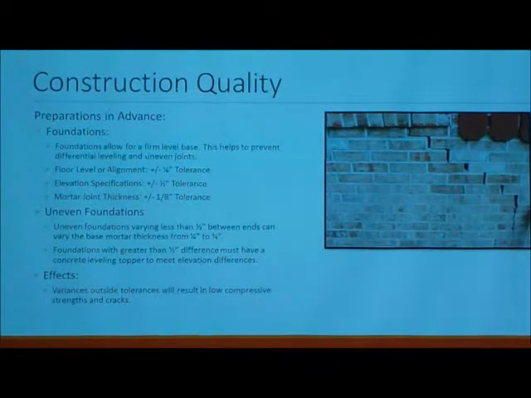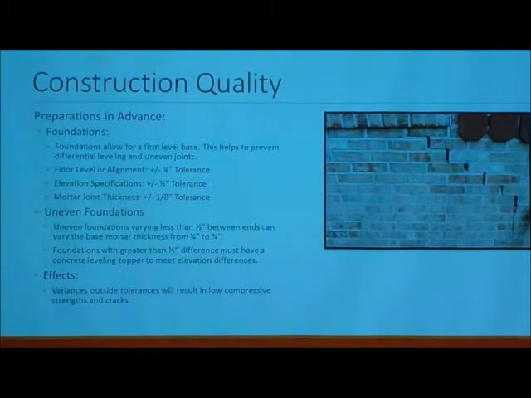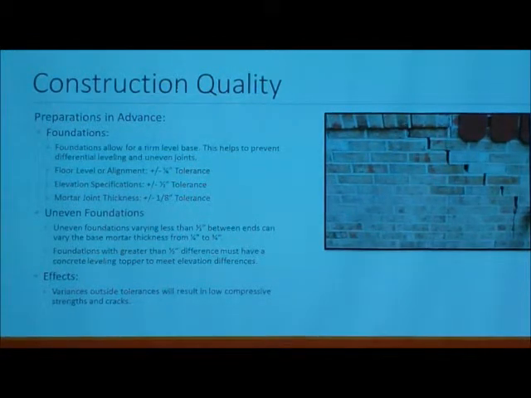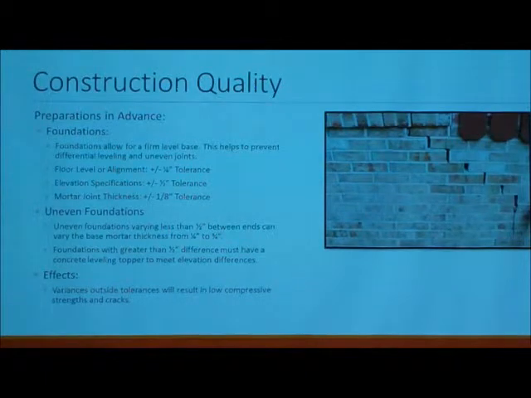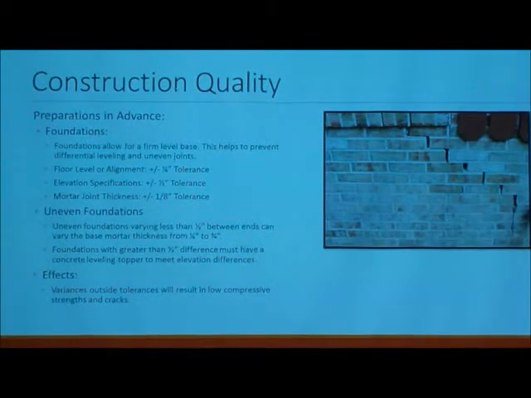If you're varying less than 1/2 inch between the ends, then mortar thickness can vary from 1/4 inch to 3/4 of an inch from one end to the other. So that can make up the difference. If you're outside of that 1/2 inch tolerance, then you have to get a concrete leveling topper on top of your foundation in order to meet that 1/2 inch criteria. Some of the effects of an uneven foundation would be cracking. If you can imagine bricks sloping at too much of an angle or sloping at a peak, it's going to create high stress concentrations in those areas, which will end up cracking the brick.